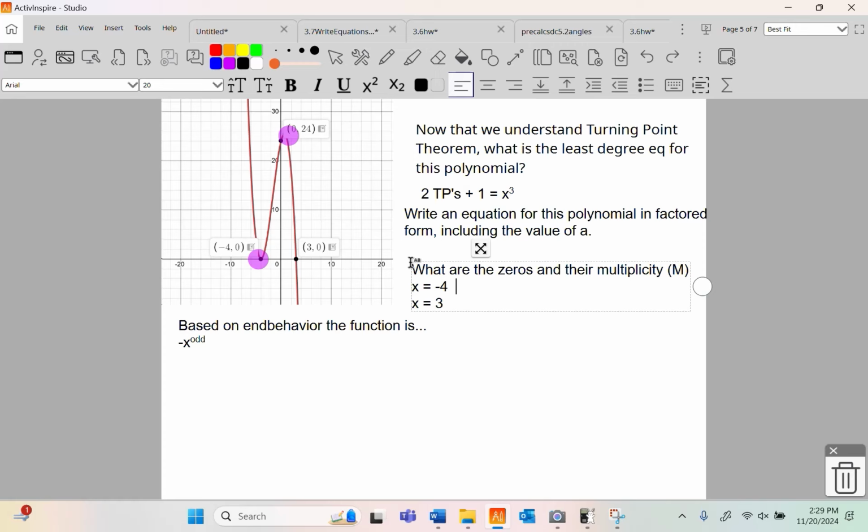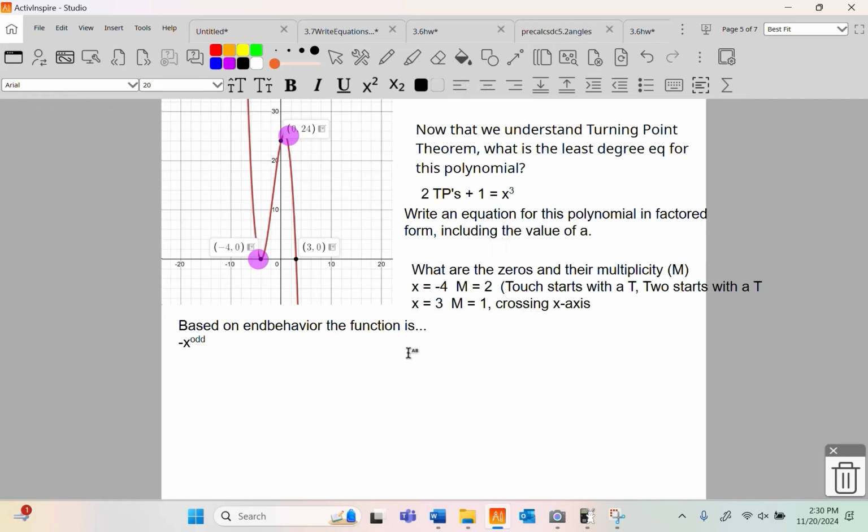All right. Multiplicity of x equals -4. What is it? 2. Why is it 2? It's a touch. Touch starts with a T. 2 starts with a T. That'll really do it, kids. That will literally do it for you. That'll get you through Algebra 2. All right, 3. What's its multiplicity? 1, because you are passing through or crossing the x-axis.